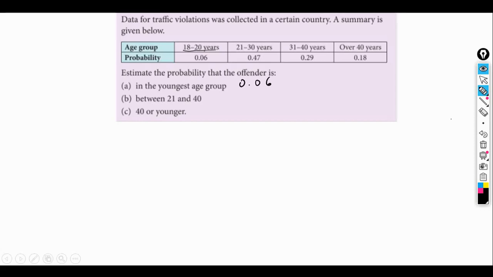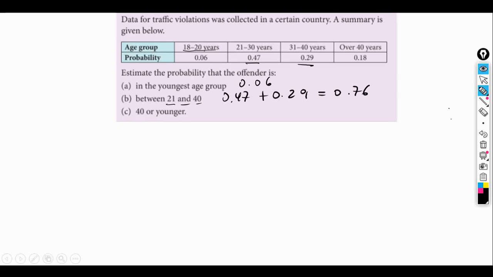0.06. For part B, it says between 21 and 40. So that means that we have to add the probability from 21 to 30 and the probability from 31 to 40. So that's going to be 0.47 plus 0.29, which is going to equal 0.76.